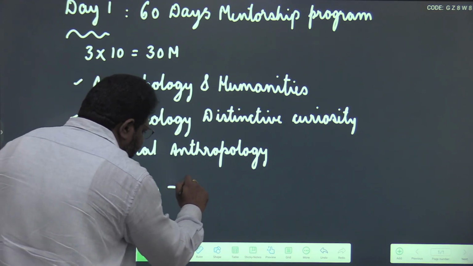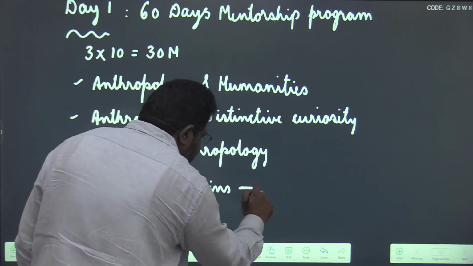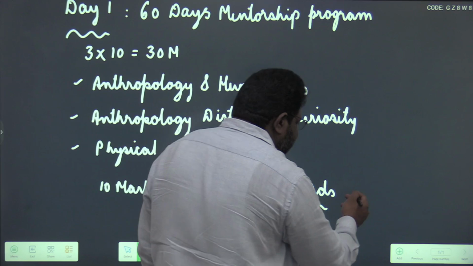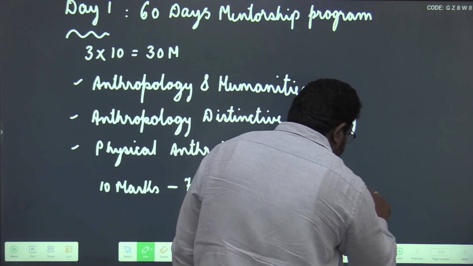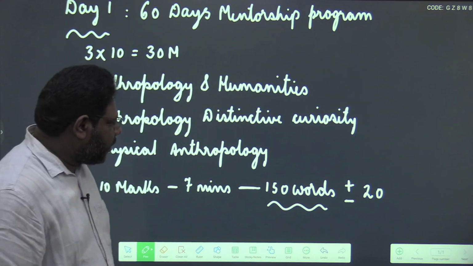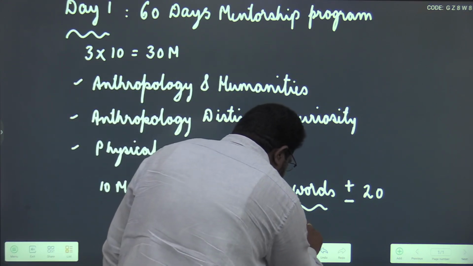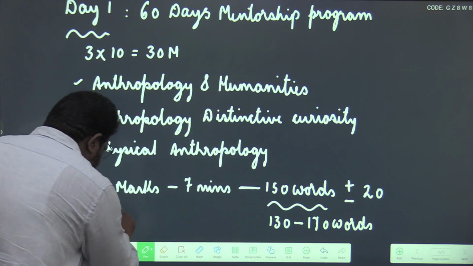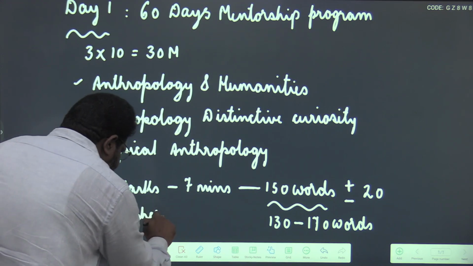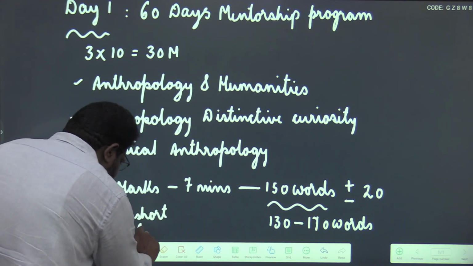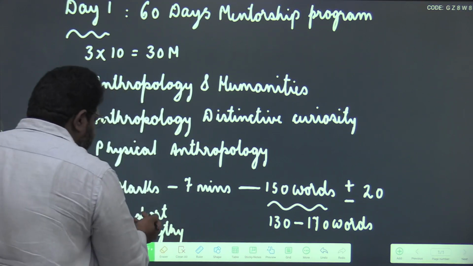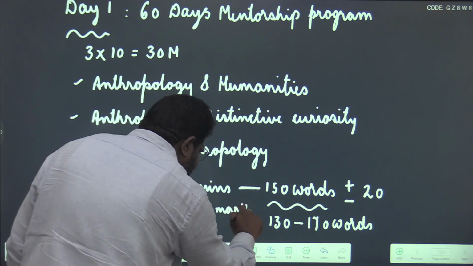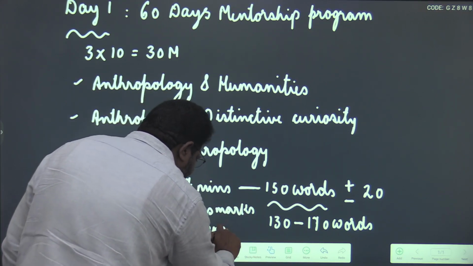See, because they are 10 markers, you are expected to write in 7 minutes and in just about 150 words. And I would suggest you not to write more than plus or minus 20 words. So 130 to 170 words. Don't write too much. Don't write too short, too lengthy. See, too short will lead to awarding less marks. Too lengthy, you may get a penalty.